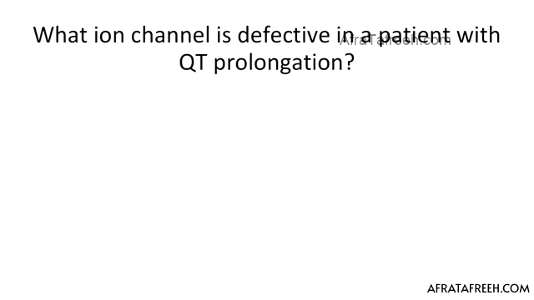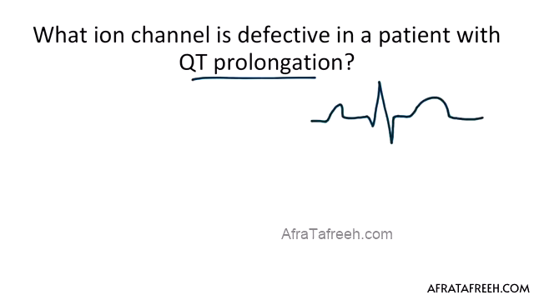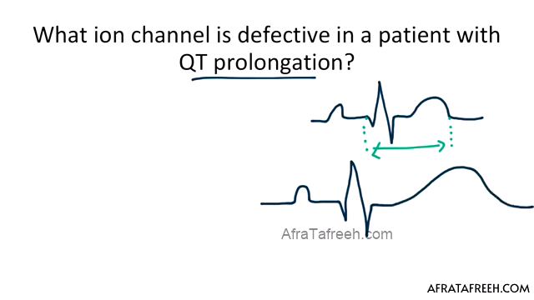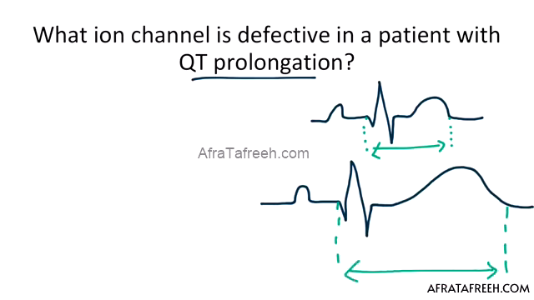What ion channel is defective in a patient with QT prolongation? Again, let's draw this out. This is a normal EKG. Remember that the QT interval right here represents the period of depolarization and repolarization of the ventricles. So let's draw out QT prolongation. As you can see, the QT interval is increased due to the long T wave, which means the ventricles took more time to repolarize than normal. So delayed repolarization.